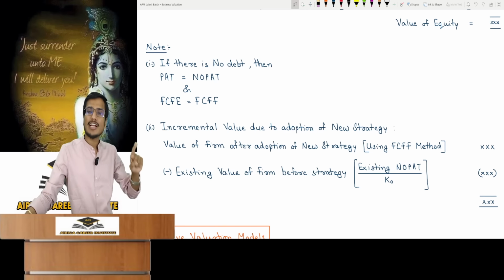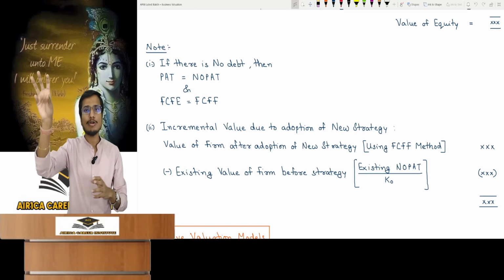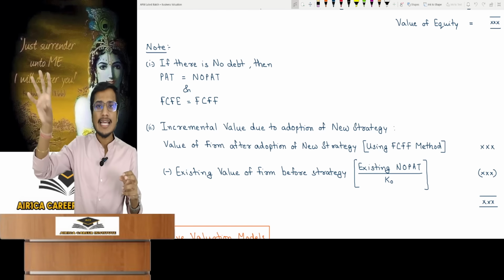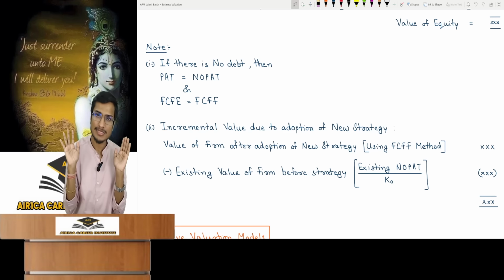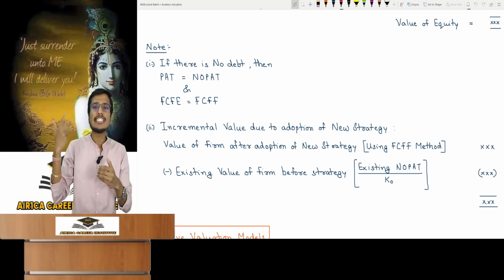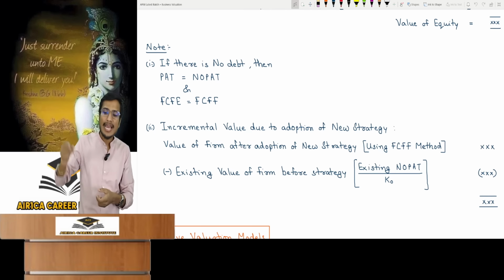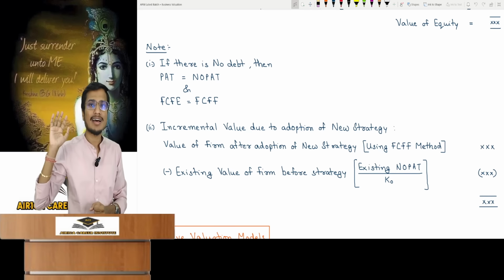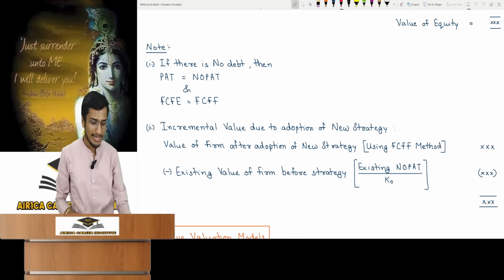You must calculate the firm's entire business value after adopting the new strategy. How to calculate it? Using the FCFF method, given future cash flows for the new strategy, PV them. I have explained. Subtract the existing firm value before the strategy, which is its value if the new strategy is not implemented. How to calculate it? Use existing NOPAT divided by KO. Existing profit divided by KO. The firm's existing value is then explained.